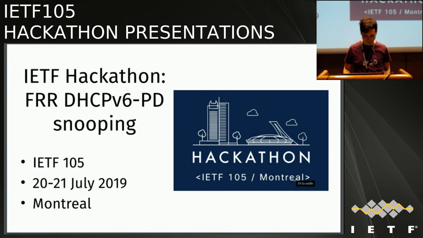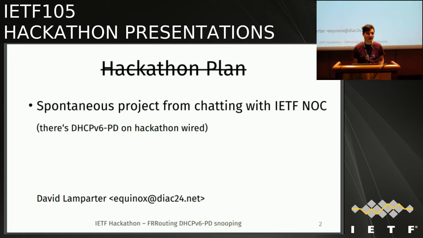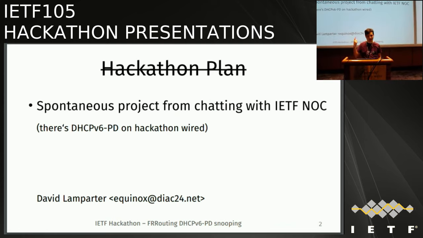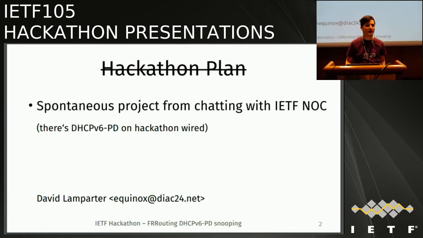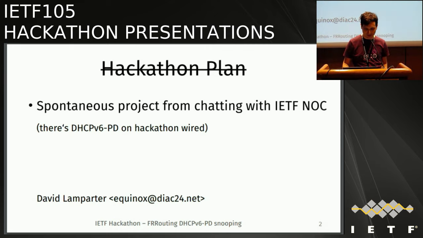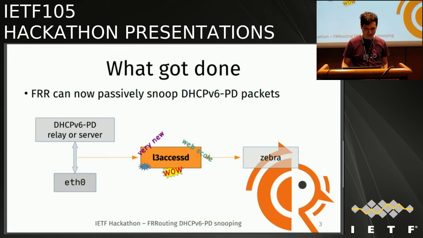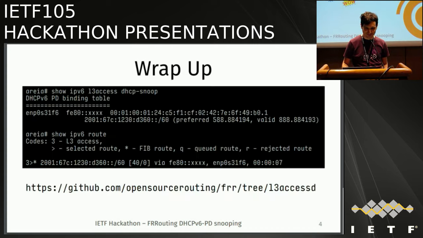Okay, so hi. This was a spontaneous project. As you may have known, there's DHCP v6 PD on the Hackathon network, and I got chatting with people. And I put together code for FR routing to capture those packets, pick up the appropriate routes, and install them. That wasn't previously possible. Now it is. And that's it.